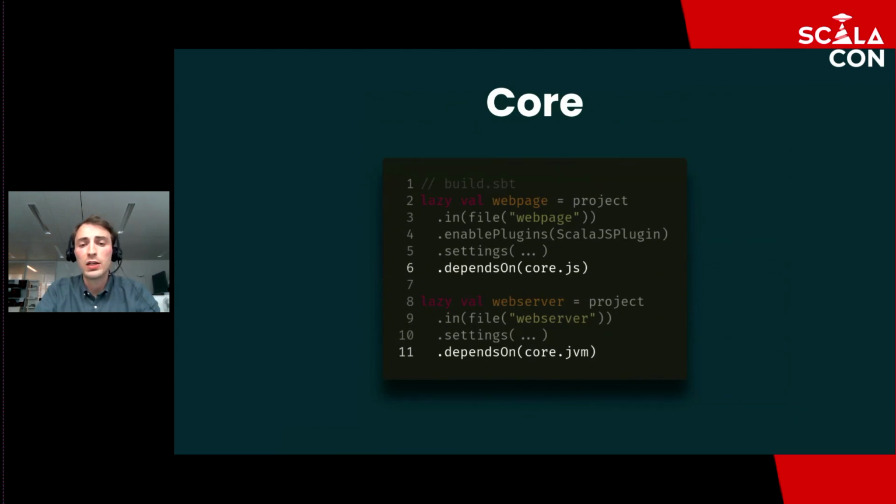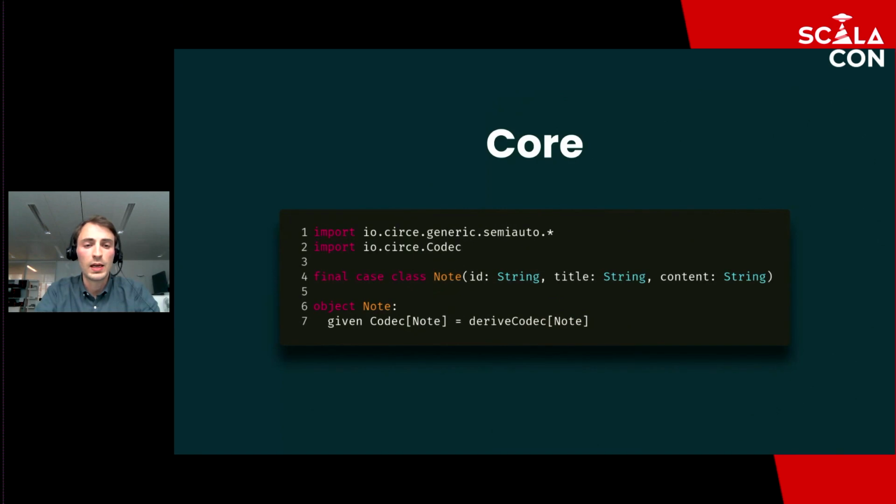I declare that the web page depends on core.js, which is the JS version of the core project. And the web server depends on the core.jvm. Here is the node case class. It only contains 3 fields: ID, title, and content. So here I'm using only one type of data structure. But if I want more different kinds of data structure, I could use a Scala 3 enum.